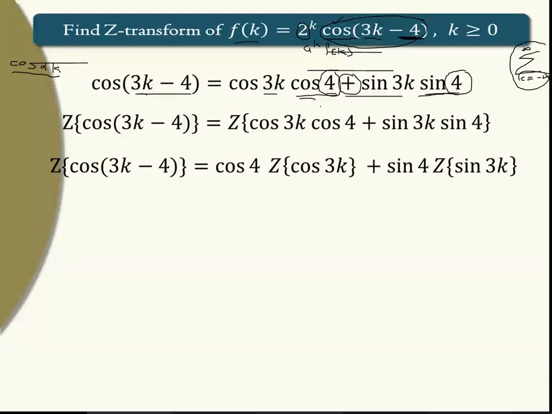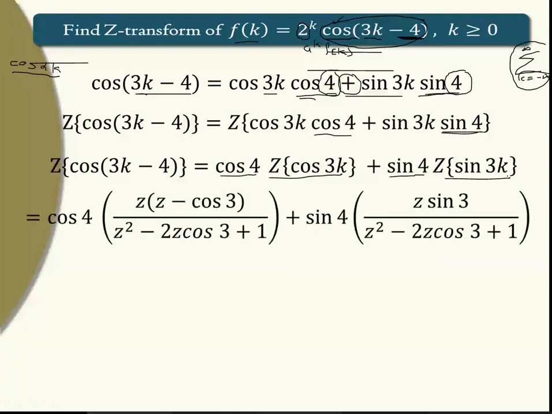Cos 4 is a constant term, so taking it out, cos 4 times Z transform of cos 3k plus sin 4 is a constant because there is no k in that. So this also we can take outside, sin 4 times Z transform of sin 3k. Now, we saw the formula for cos alpha k and sin alpha k. So make use of the standard formulas. Those formulas are very, very important. You have to remember those formulas.